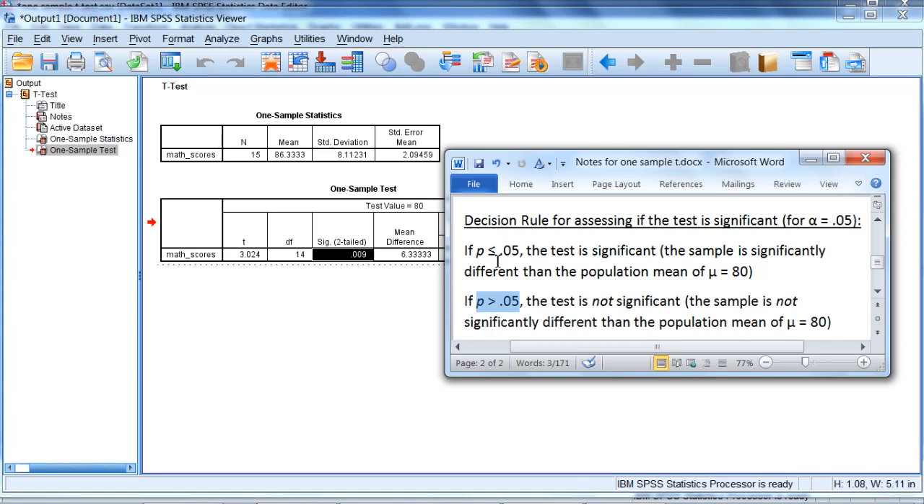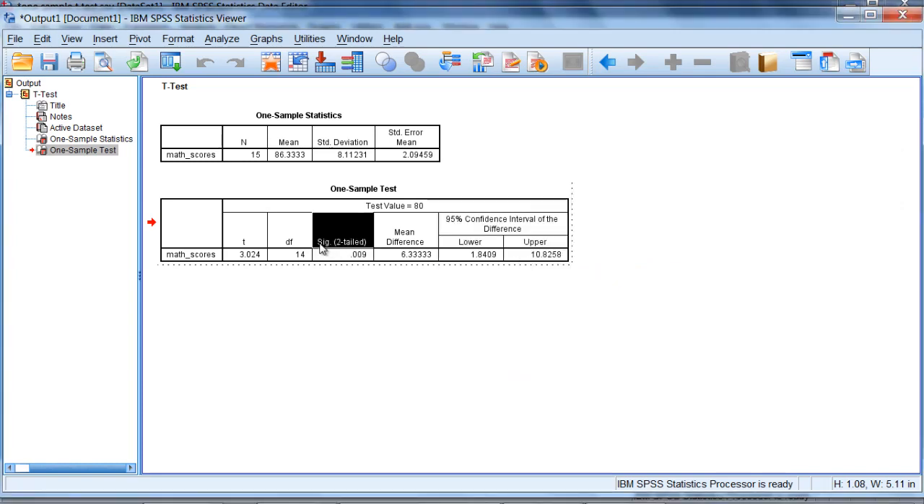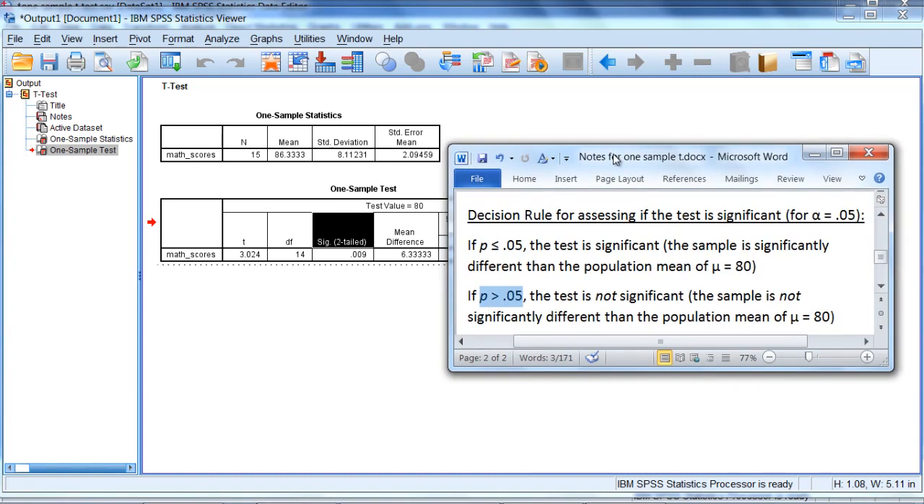And the question you may be wondering is, well, what's P? P in SPSS is sig two-tailed. Notice the two-tailed, that means this is the p-value for a two-tailed test, which is what I had said we were going to use. But sig is the same as p. So when you see sig in SPSS, think p. So looking at our p-value, we see it's 0.009. And if you apply it to these two situations, you should see that 0.009 is smaller than 0.05. So we will conclude that the test is significant. Or in other words, the sample is significantly different from the population mean of 80.